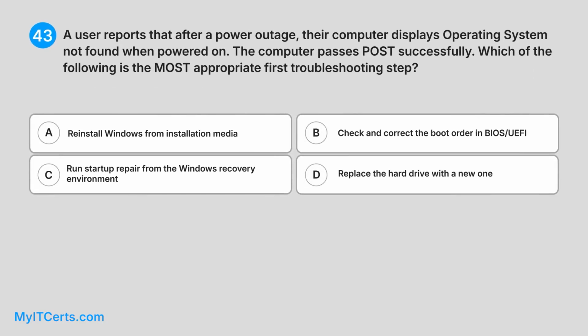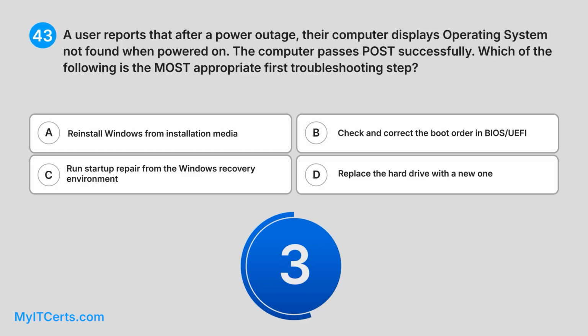43. A user reports that after a power outage, their computer displays "operating system not found" when powered on. The computer passes POST successfully. Which of the following is the most appropriate first troubleshooting step? A. Reinstall Windows from installation media. B. Check and correct the boot order in BIOS/UEFI. C. Run startup repair from the Windows recovery environment. D. Replace the hard drive with a new one. Can you guess the answer?